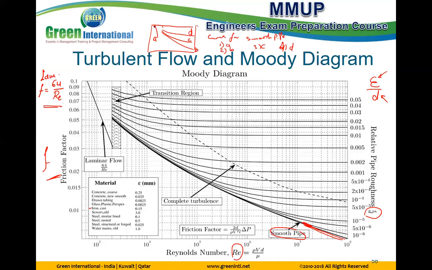Many select A because we talk about smooth meaning something with no friction. But actually, according to the Moody chart, the correct answer is the lowest curve in the diagram. It means the correct answer is B. Is the question clear? Yes. Okay. This is a UPDA exam, yes.